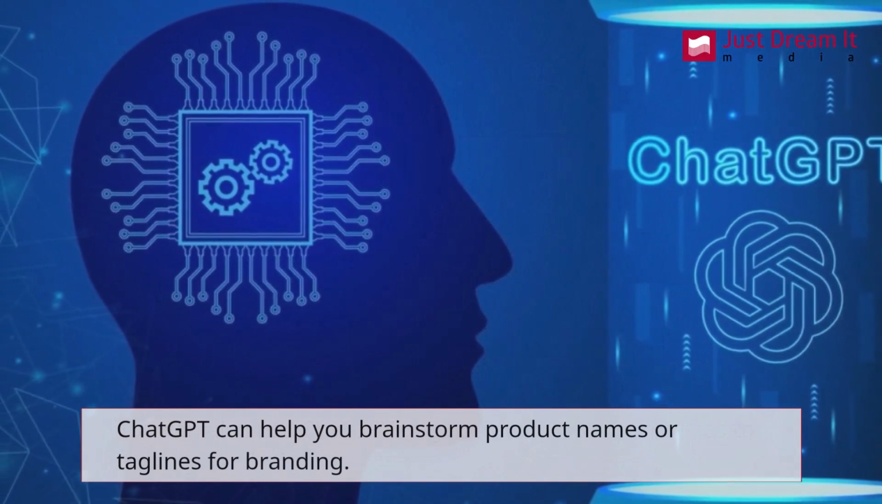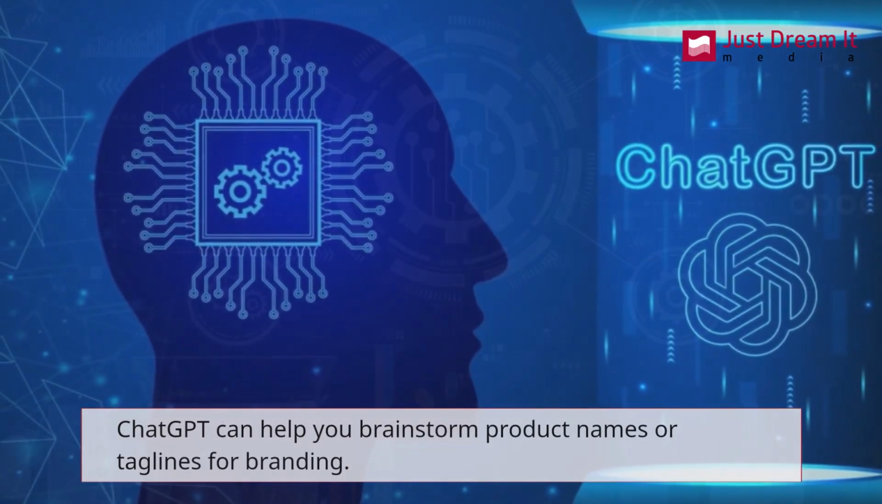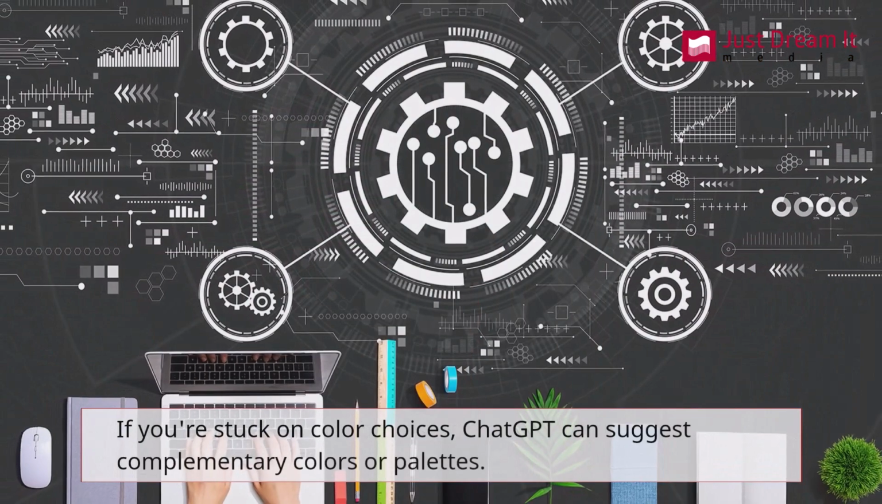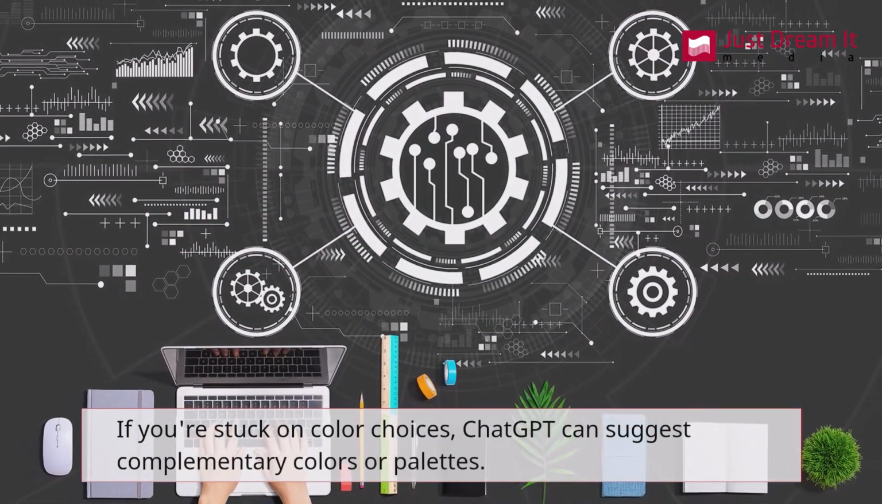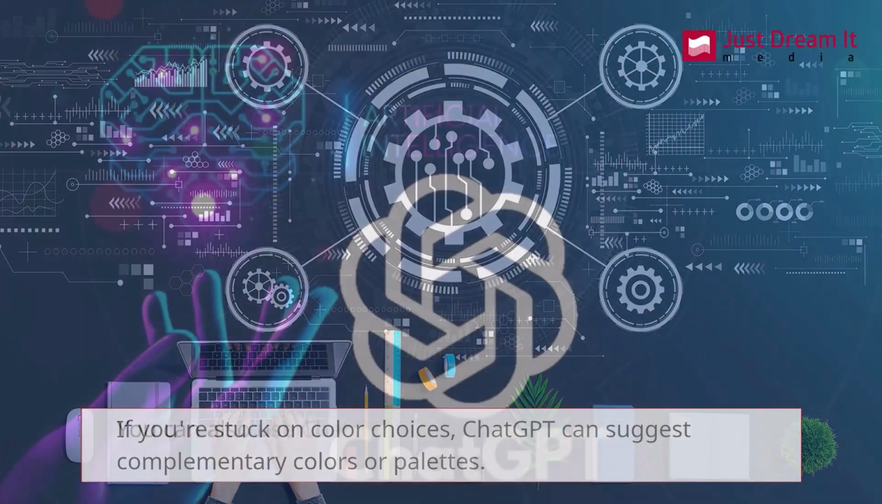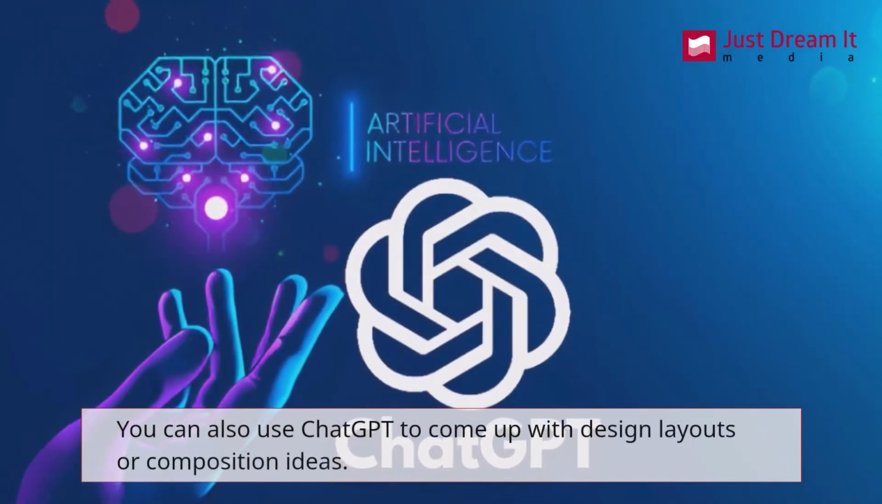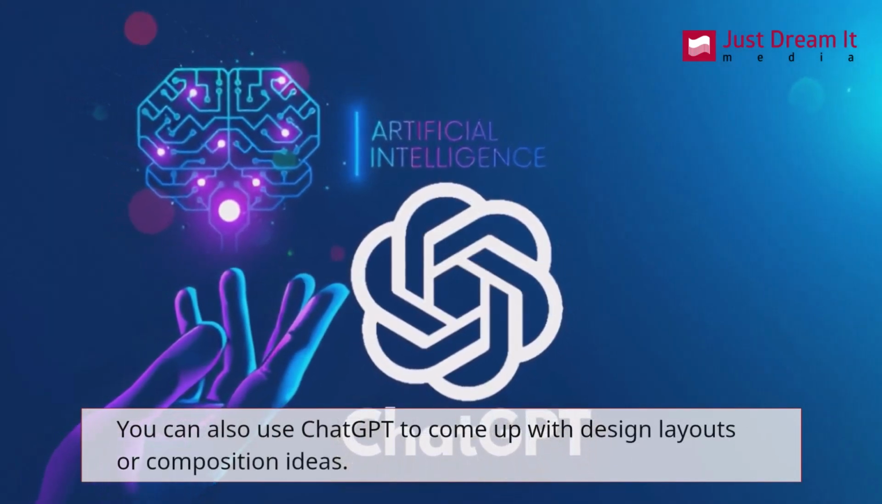ChatGPT can help you brainstorm product names or taglines for branding. If you're stuck on color choices, ChatGPT can suggest complementary colors or palettes. You can also use ChatGPT to come up with design layouts or composition ideas.